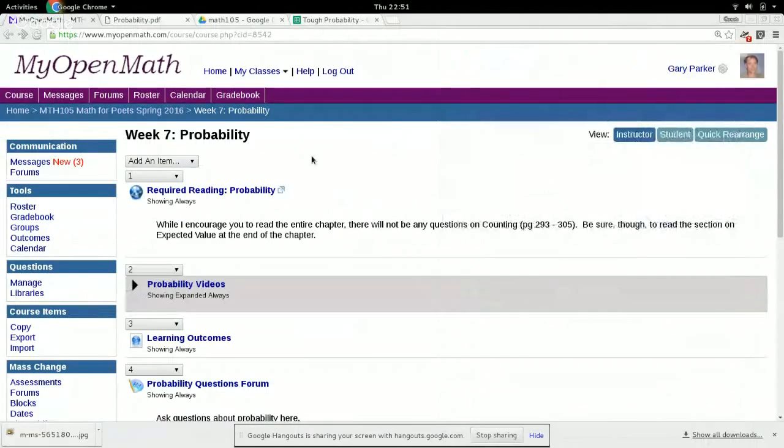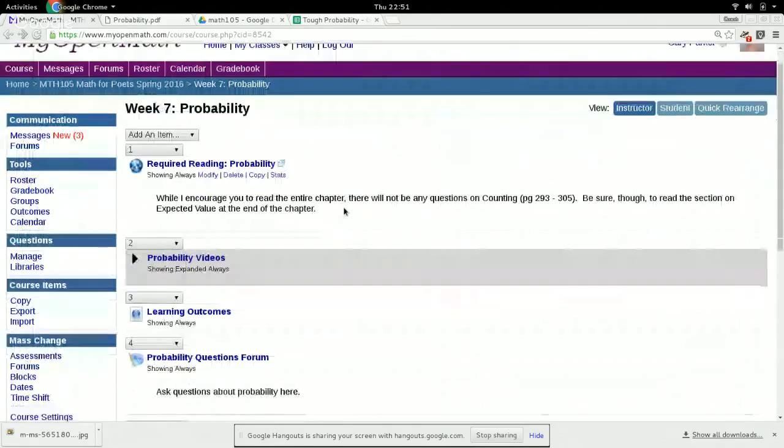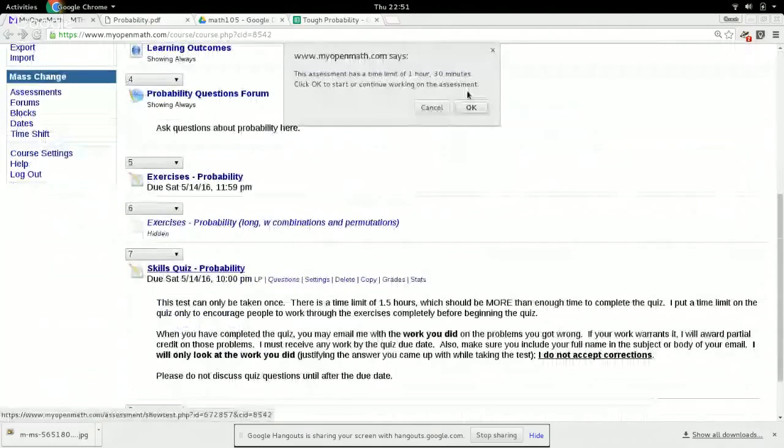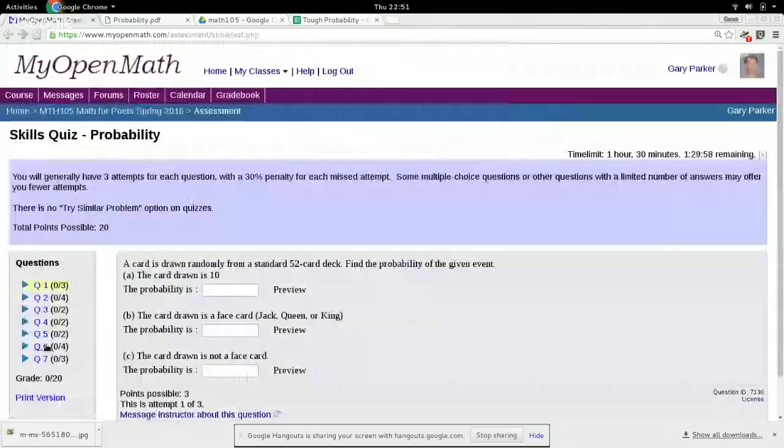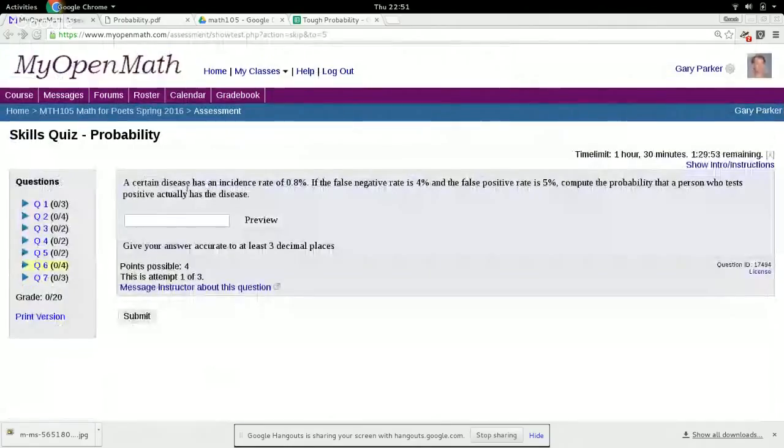Hello, Math 105. All right, so I'm hoping to help you through some of the harder problems in the probability section. So we're going to go over a couple of tough ones. So let's jump down to the quiz, and let's take a look at it. Question 6 is one of the harder ones here. Let's blow this up so we can all read it.